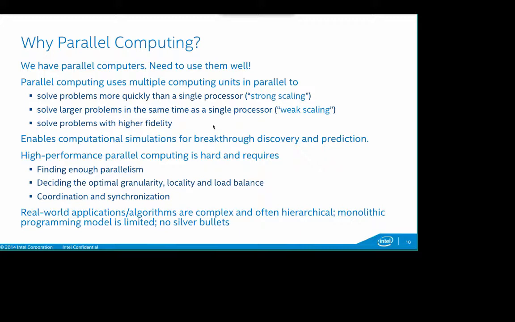And lastly, everything has to be coordinated. It's not enough to go fast. If one goes fast, but the rest is slow, that means that you have a very slow program. Everything has to be coordinated and synchronized properly.